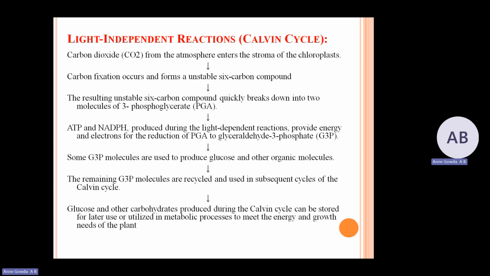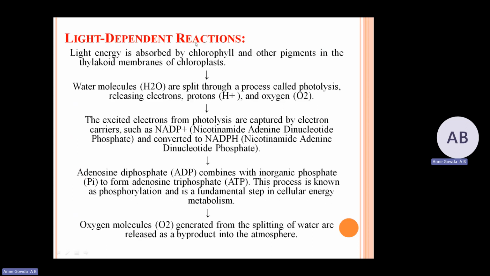They may ask you to differentiate between light independent and light dependent reactions. The light independent reaction will take place in the stroma, which is the space between the thylakoid membrane and the chloroplast membrane. Within this stroma, the light independent reaction takes place, while the entire process of the light dependent reaction takes place in the thylakoid membrane.